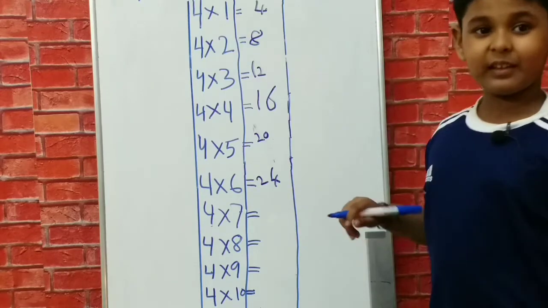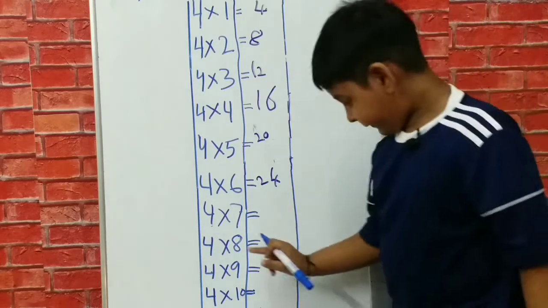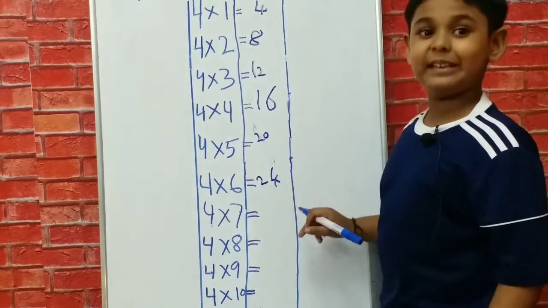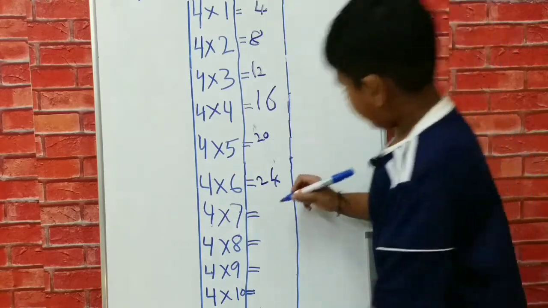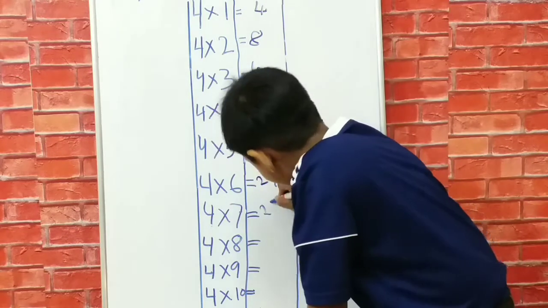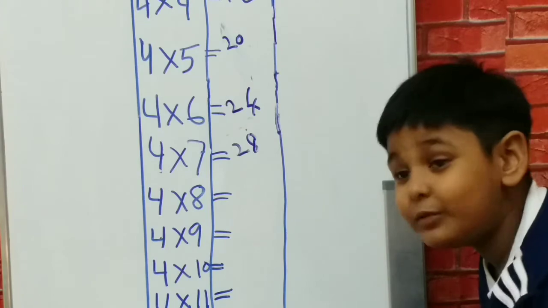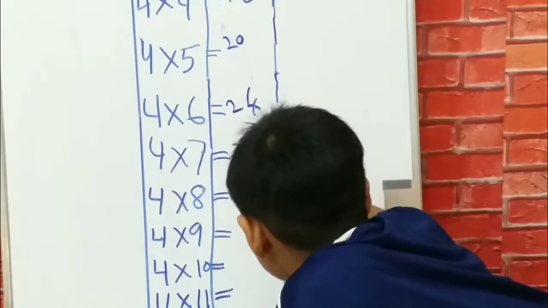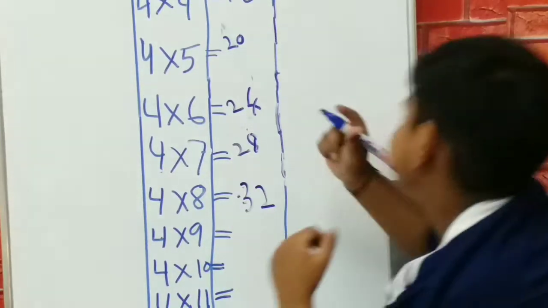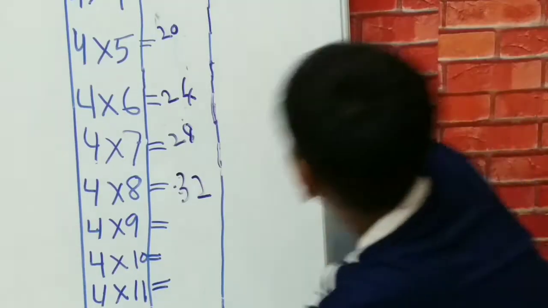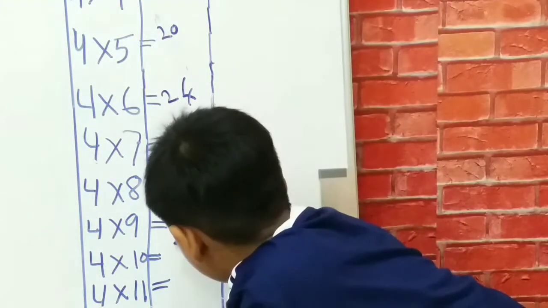Children, now four times seven is 28. Four times eight is 32. Now, children, four times nine is 36.